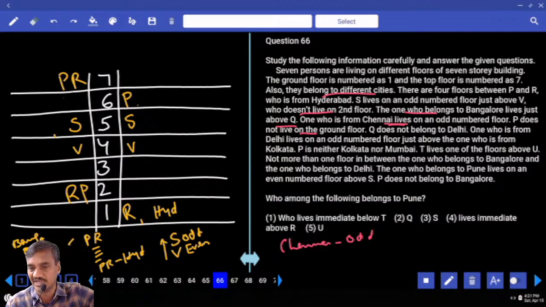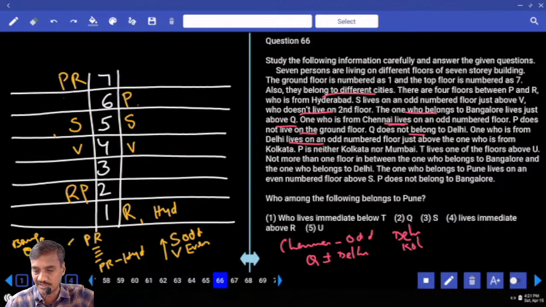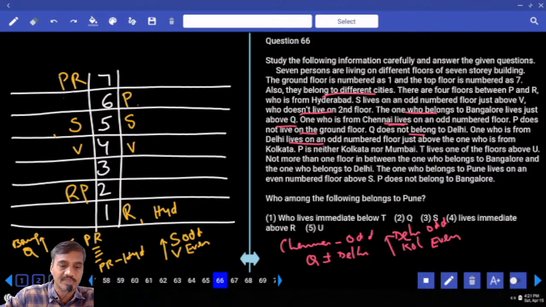And P does not live on the ground floor. And Q does not belong to Delhi. Now Q Delhi is ruled out. And the one who is from Delhi lives on an odd number floor just above Kolkata. Now the one who belongs to Delhi is on an odd number floor and the one who belongs to Kolkata is on an even number floor. Kolkata even number floor and Delhi is immediately above that one.